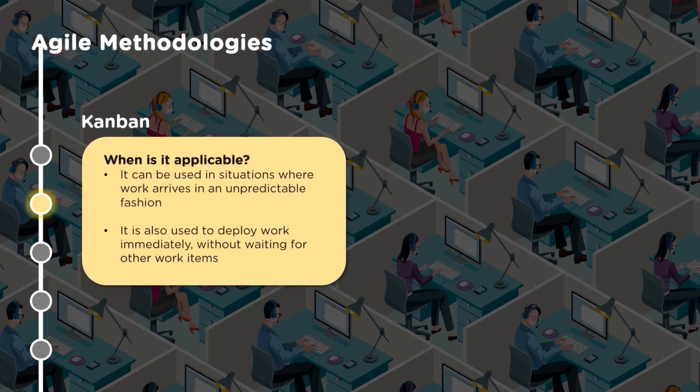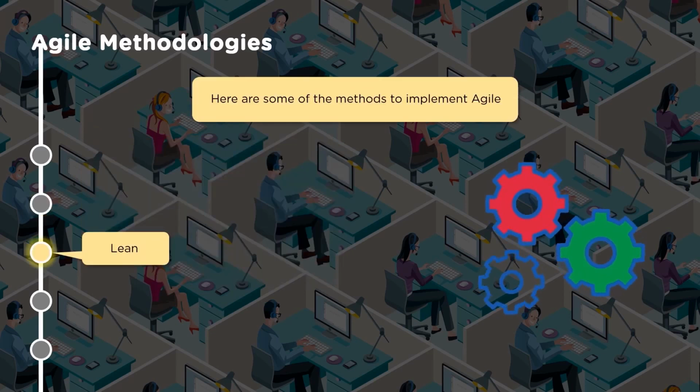Right. So where is this applicable? It can be used in situations where work arrives in an unpredictable fashion. So that means it gives a lot of flexibility in terms of adapting to the changes which are happening in the dynamic environment. It is also used to deploy work immediately without waiting for other work items. So since it is visible, things can go smoother and easier, so that people are owning it rather than disowning it. So now let us look at Lean.